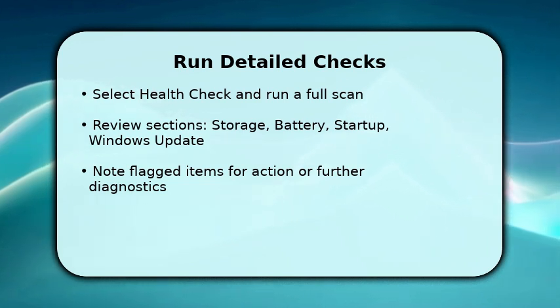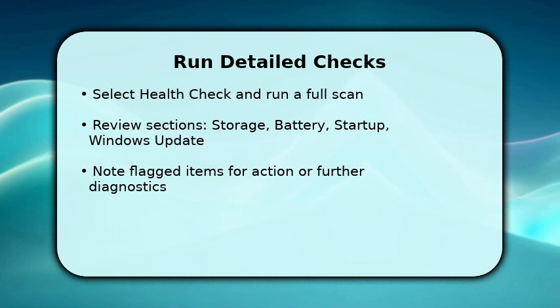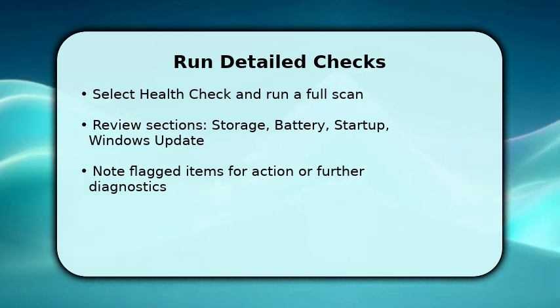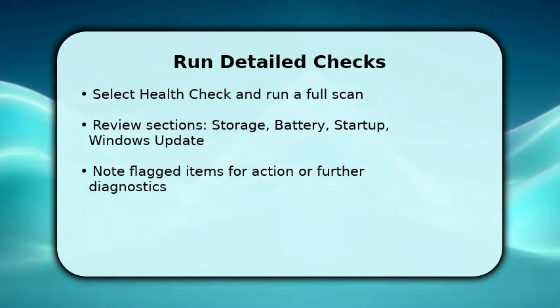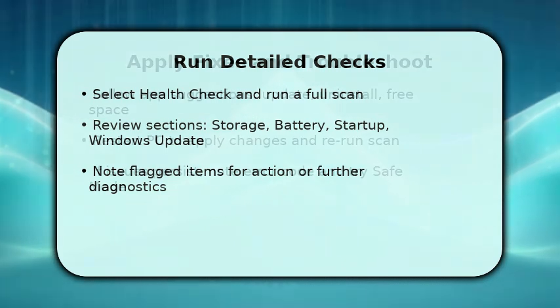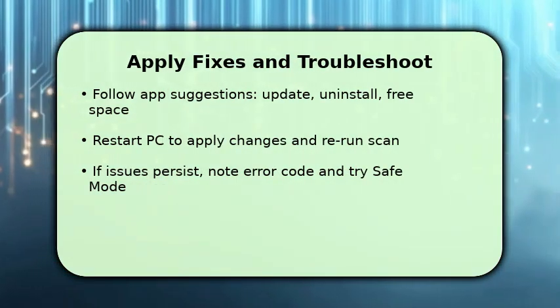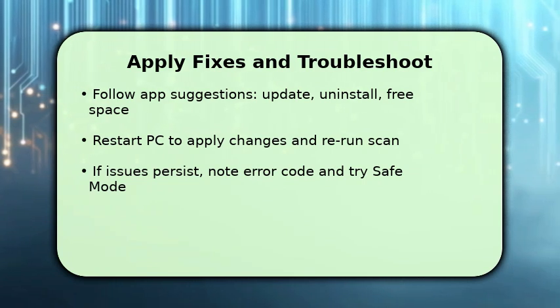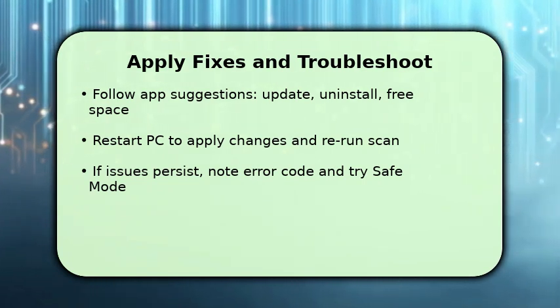If an area is flagged, jot down the suggestion and the exact message so you can follow the specific steps. Finally, apply the app's recommended fixes, such as running Windows Update, uninstalling problematic apps, or clearing disk space. Each suggestion explains why it matters.